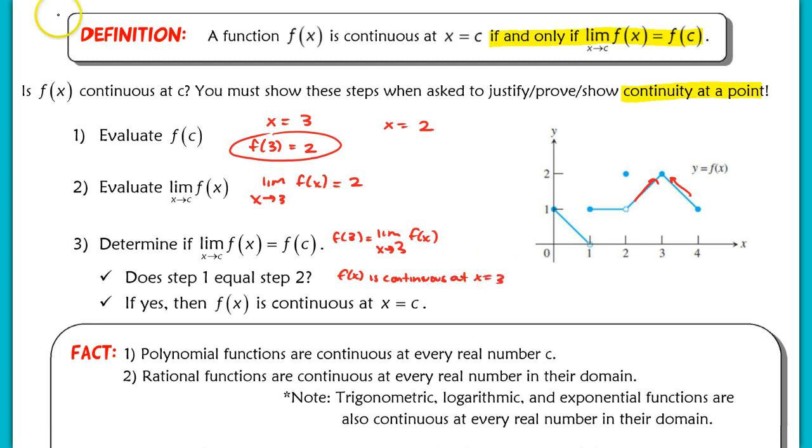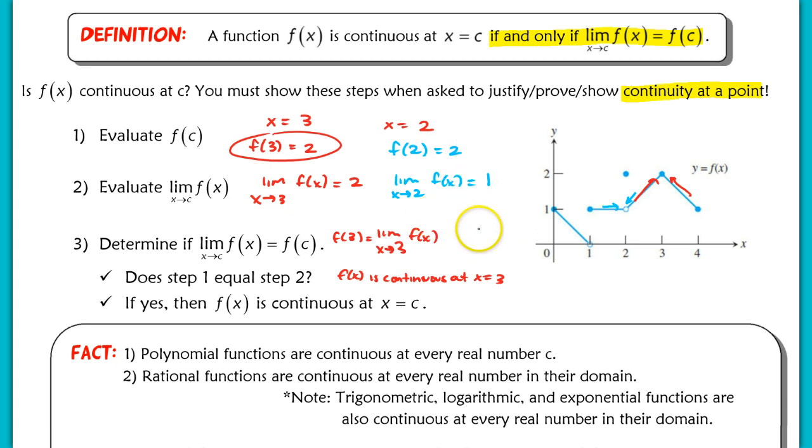Now when we look for the continuity of our function at x equals 2, we want to evaluate our function when x is 2. So here we see that at x equals 2, f of x is equal to 2. So f of 2 is equal to 2. Now the limit as x approaches 2 from the left and from the right, that limit here is 1. So our limit as x approaches 2 of our function is 1.